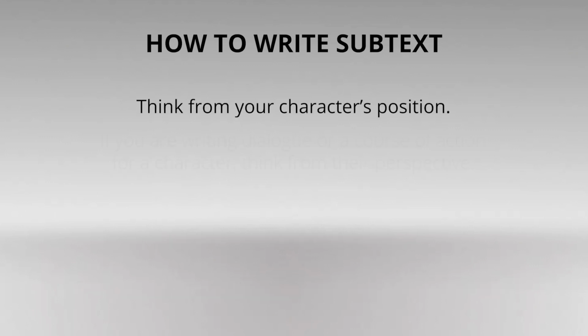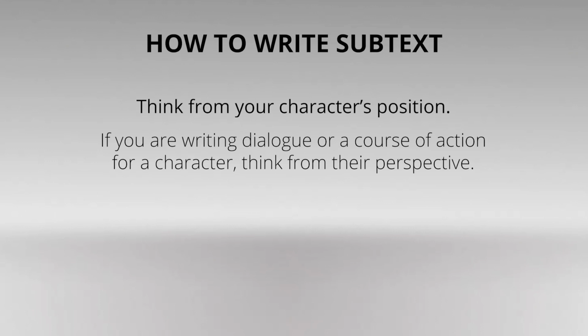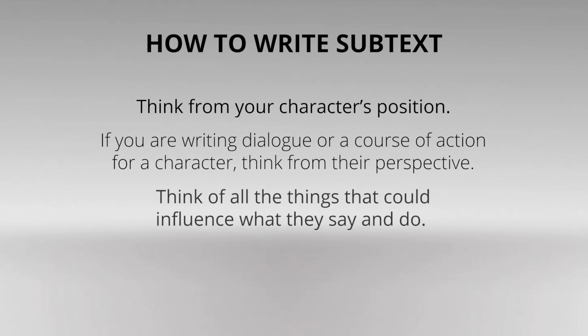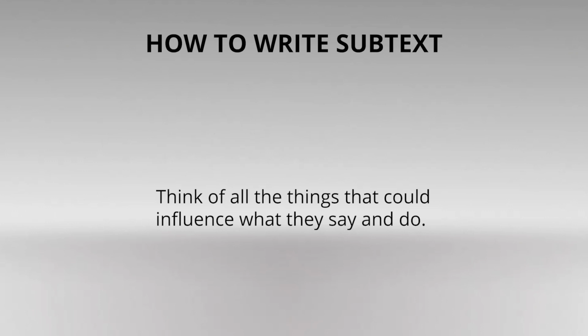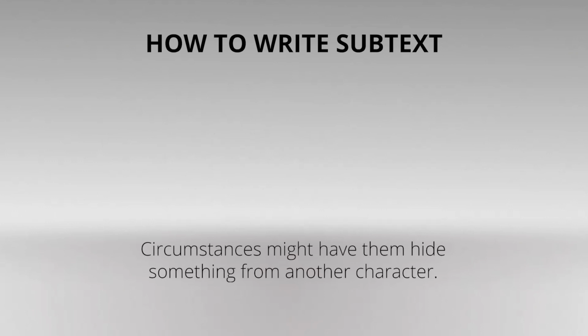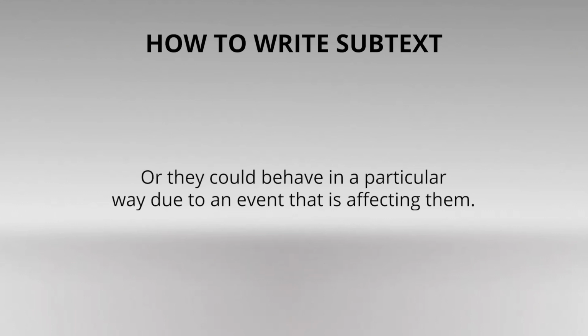Think from your character's position. If you're writing dialogue or a course of action for a character, think about their perspective. Think of all the things that could influence what they say and do. Circumstances might have them hide something from another character, or they could behave in a particular way due to an event that is affecting them.